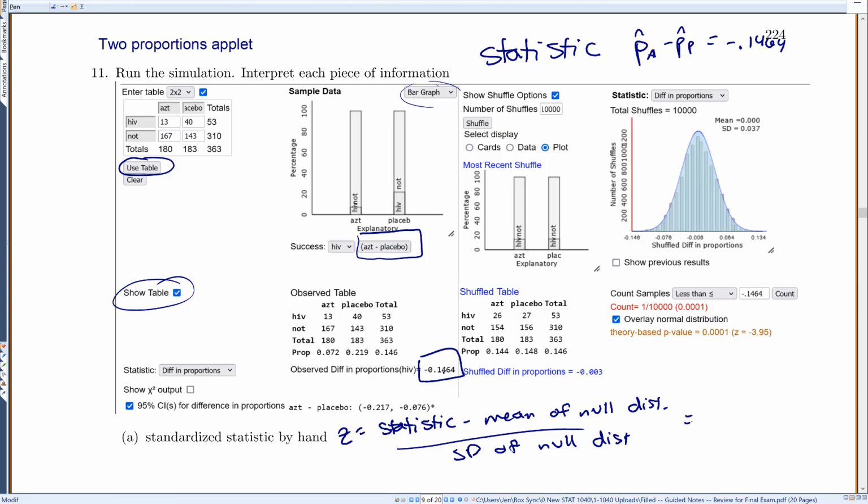And it's so nice that we have the simulation. We can do it easily. We just put in 10,000 shuffles. We shuffle. You can see on the most recent shuffle that my groups looked very equal. My shuffle difference in proportions was very small because my groups were so equal. You can see all of the different shuffled differences in proportions that we got, and you can see the mean and SD. So my statistic is negative 0.1464 minus the mean, which is always going to be 0 here. Because if the two groups are equal, under the null hypothesis, two groups are equal, so when you subtract the proportions, you'll just always get 0. Okay, and divide by the SD of the null distribution, so divide by 0.037.